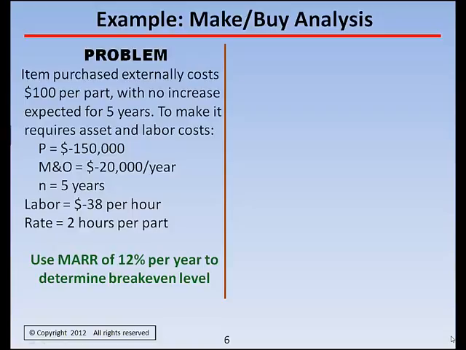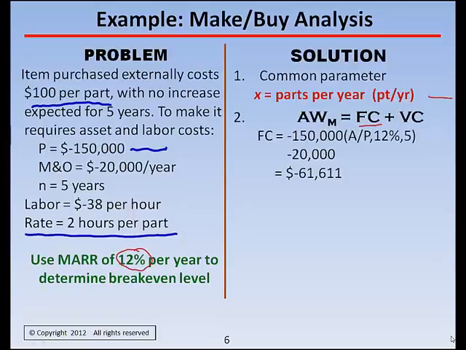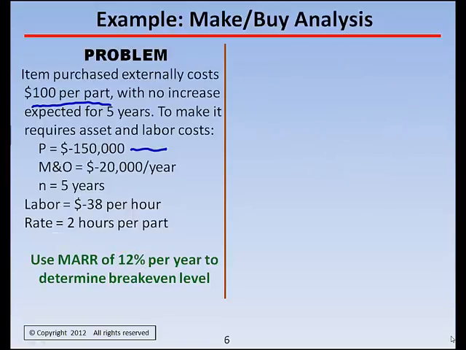The situation is as follows. An item costs $100 per part when purchased externally, but it will require new assets and additional cost if it is made in-house. The make alternative estimates are shown here. $150,000 first cost, $20,000 for maintenance and operation of annual cost, and a life of 5 years. The 5 years will be our study period.